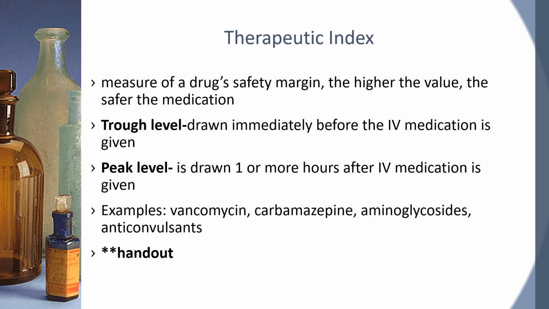This one's kind of hard sometimes for students to process. I'm not sure why, but there's a thing called therapeutic index. Basically, they're taking the drug level in the system of the body. Technically, the definition says it's a measure of a drug safety margin. The higher the value, the safer the medication, but let me be more clear with you.